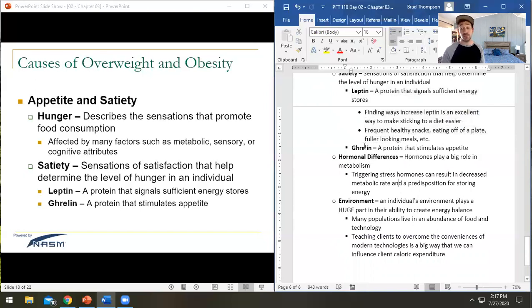Now, the opposite of leptin, by the way, is ghrelin, and that's the hormone, that's the protein that your body creates to signal hunger, actually. And it's pretty easy to remember ghrelin because it's like your stomach is growling, right?